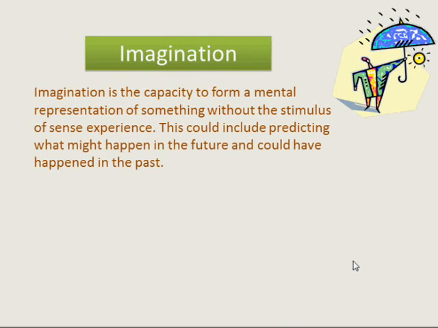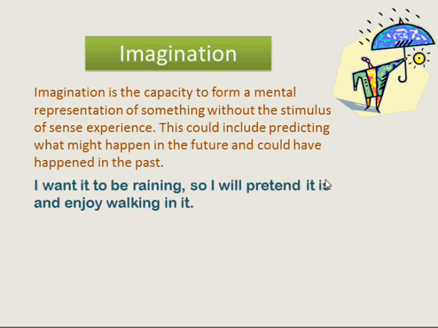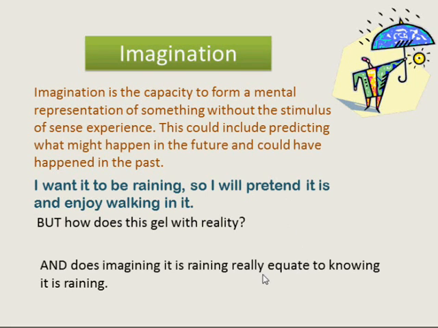Imagination is also an important way of knowing. Definitely, if we don't have the stimulus of sense perception, or if we want to predict what might happen in the future or what could have happened in the past. So I want it to be raining, so I'll imagine it's raining, and then I know it's raining because it's raining inside my brain. That's not a very good example, but that could be a way of knowing that it's raining. Definitely connects to emotion and language.